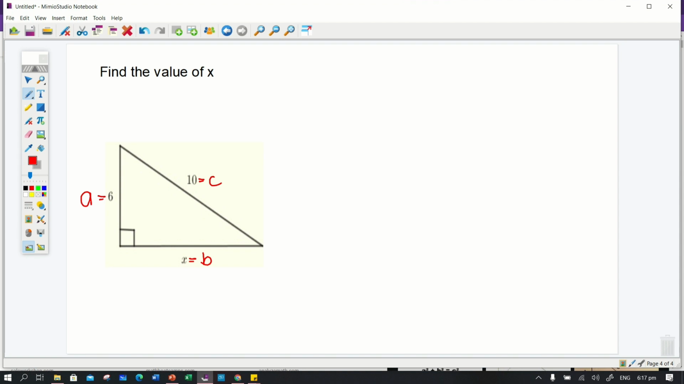Now to solve for the legs, we will still use the same formula, and that is c squared is equal to a squared plus b squared. C is 10, so we have 10 squared is equal to a, which is 6, so that's 6 squared, plus b, which is x squared. 10 squared is 10 times 10, and that is 100, is equal to 6 times 6, that is 36, plus x squared.